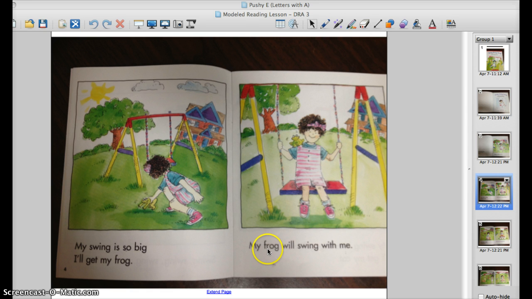So if on this book, for example, they say, "My friend will swing with me," and they don't notice that they said friend instead of frog, that means the book is too hard for them and that they're not able to notice by looking at all the letters in the word that that word does not say frog, that word does not say friend. So if they're not noticing that they're saying the wrong word and they're not correcting it, then they are not able to go on to the next level. No matter if they get every other single word right, they can't pass.